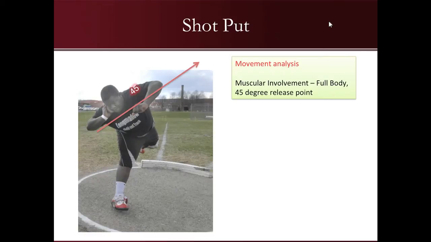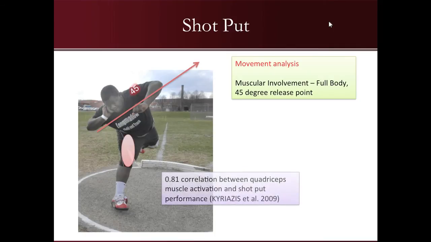And then how are the muscles involved in this? Well, remember, we have sort of an explosive strength deficit going on here. So they don't reach max force. And what matters is the rate that force is developed, which is power. We see a 0.81 correlation between quadriceps muscle activation and shot put performance. So we know the lower body has a large amount of movement in here.